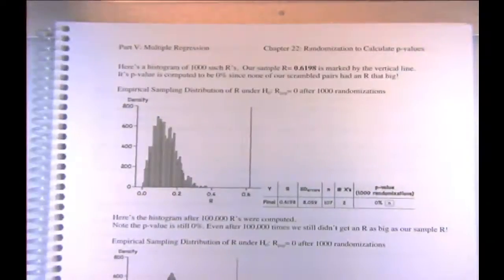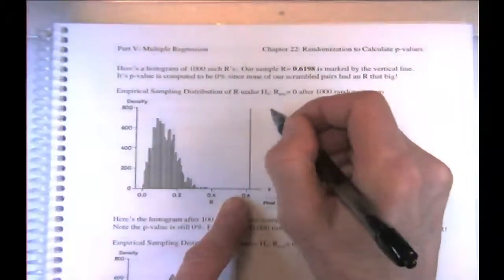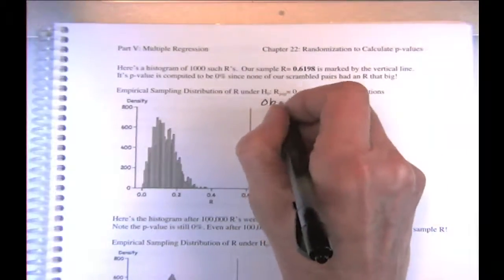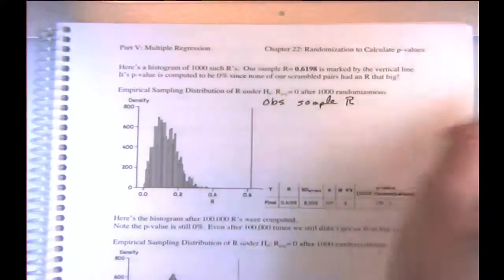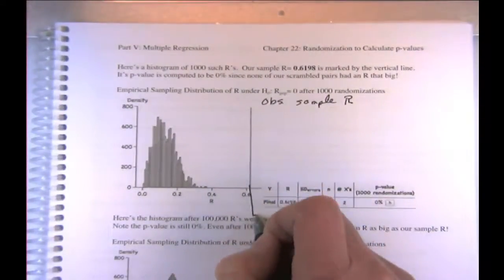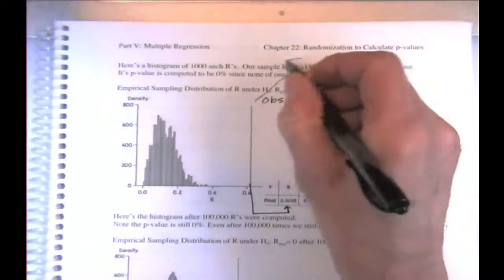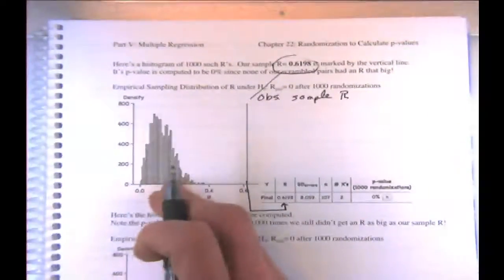All right, and before we do, let's just be clear here, we are going to be comparing this observed R, that's our observed sample R right here, and see how likely it could be just due to random chance.